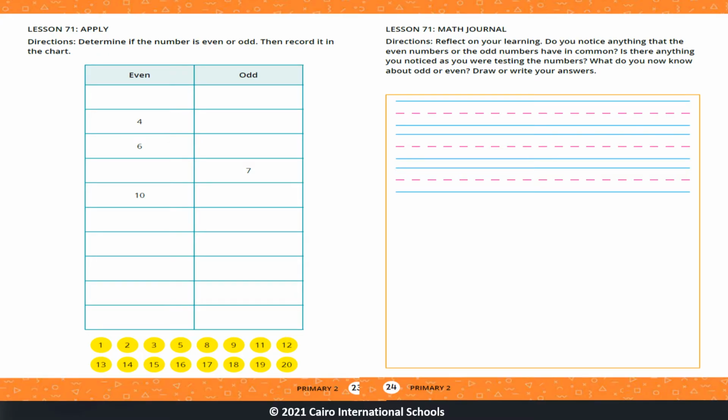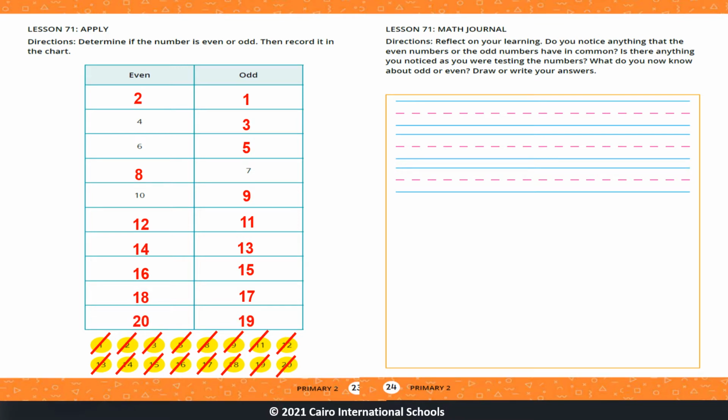Lesson 71, the apply part. Determine if the number is even or odd, then record it in the chart. The numbers are written below the table, and we will classify them into two parts, odd or even. For sure, 1 is odd, 2 even, 3 odd, 4 even, 5 odd, 6 even, 7 odd, 8 even, 9 odd, 10 even, 11 odd, 12 even, 13 odd, 14 even, 15 odd, 16 even, 17 odd, 18 even, and so on.